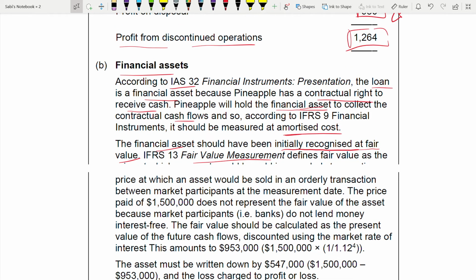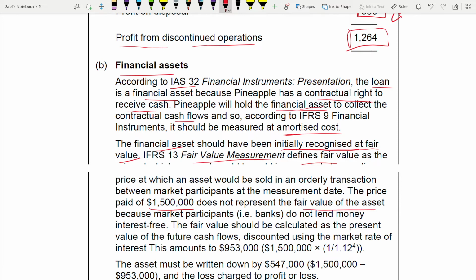And now they have defined what is fair value. It is the price at which an asset will be sold in a normal business environment, between the market participants. So the price that they have told is for this financial asset is 1.5 million. But is it the fair value of the asset? No, it cannot be. Why?